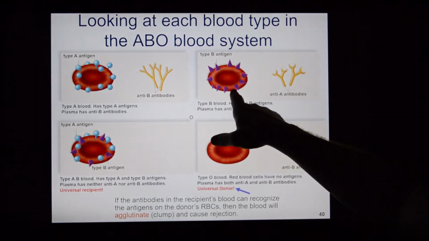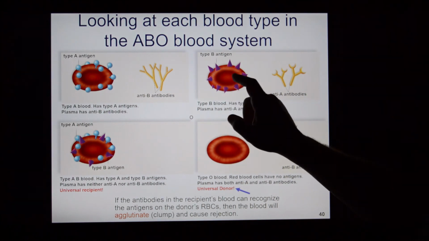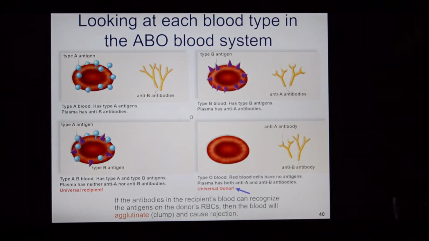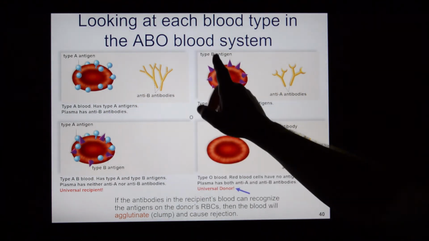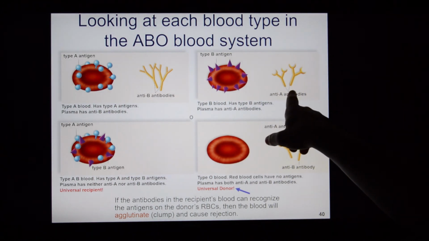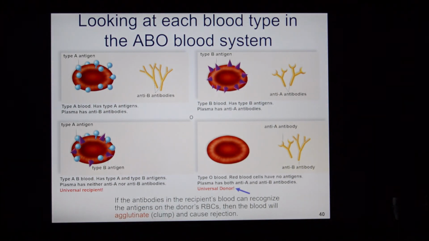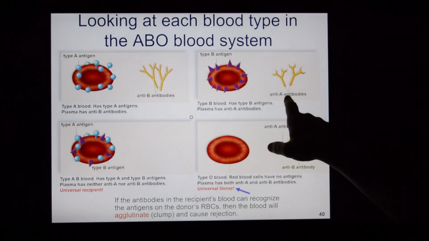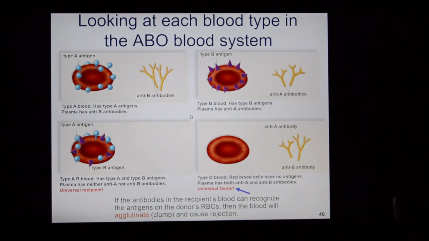A person who has type B blood has type B antigens on their blood cells. Cellular markers. What's your blood type? Type B. That means that you have type B antigens. What if you're exposed to type A blood? Your body's going to say, oh, type A blood's foreign. Let's make antibodies against it to destroy those. Mark them for death. If you're type B, you can make antibodies against type A blood.